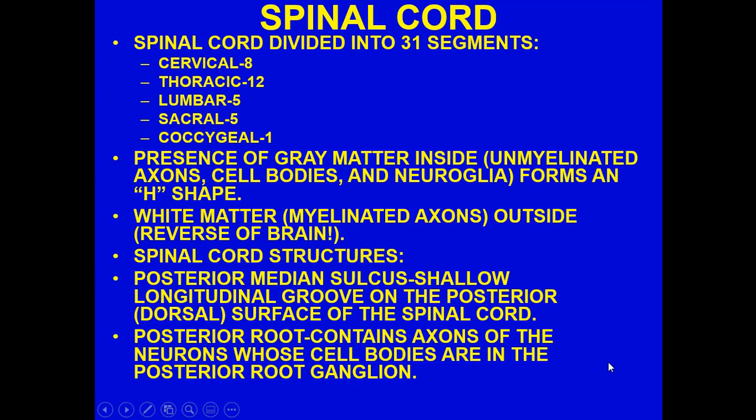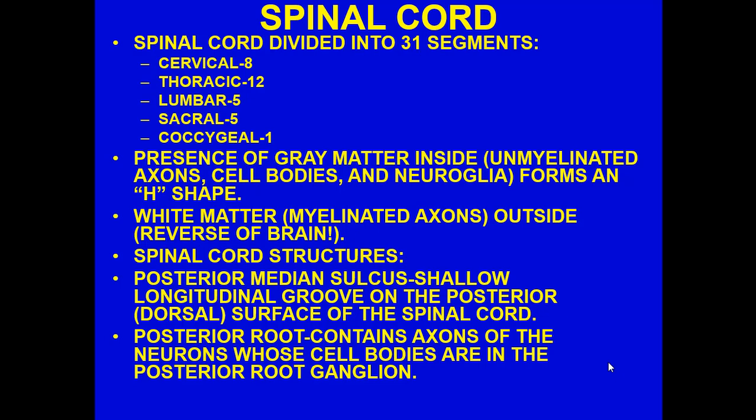Now, as we said, the spinal cord is divided into 31 segments, and there are the numbers there: cervical 8, thoracic 12, lumbar 5, sacral 5, coccygeal 1. What we're going to do is start looking at the internal structure of the spinal cord. You have gray matter, consisting of unmyelinated axons, cell bodies, and neuroglia. This forms somewhat of an H shape in the inner part of the spinal cord, whereas the gray matter is completely surrounded by white matter, consisting of myelinated axons.